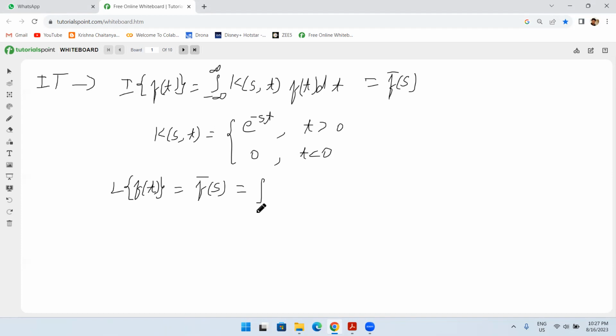Since the kernel is defined for t greater than 0, the limits will be 0 to infinity instead of minus infinity to infinity. If you see the Fourier transform, the limits are minus infinity to infinity, but for the Laplace transform they are 0 to infinity. The present topic is the Laplace transform. So in place of the kernel we substitute e power minus st, f of t dt. We integrate with respect to t and substitute the limits, and we get a function of s alone. So the function of t is transformed to a function of s.